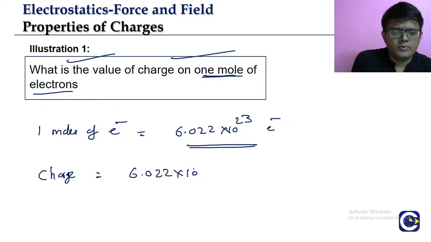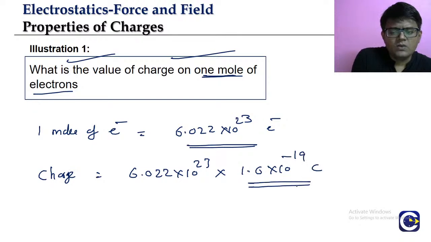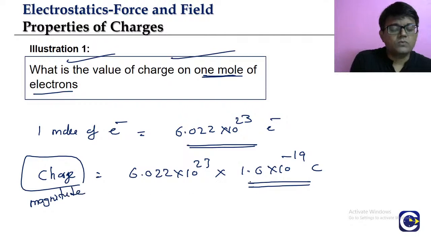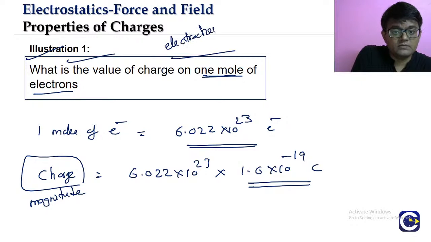6.022 into 10 power 23, that is the number of electrons. Each electron will have what charge? Basic charge, 1.6 into 10 power minus 19 coulombs. Okay, so we are just looking at the magnitude or the value. Why am I talking about this? This is a very common unit of charge that you will use in plus 2 chemistry. So you will be using this in the electrochemistry chapter.